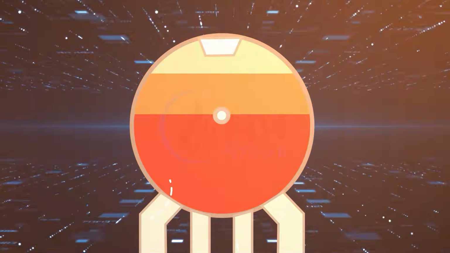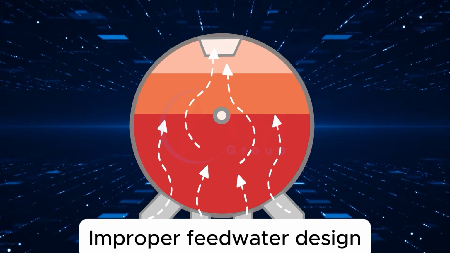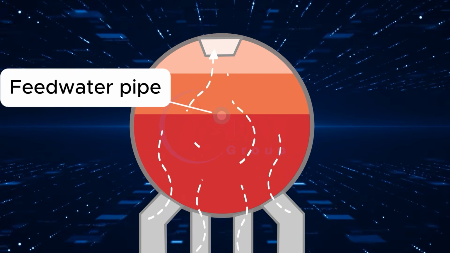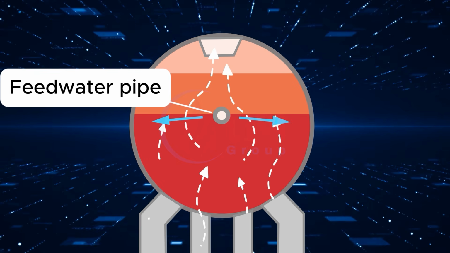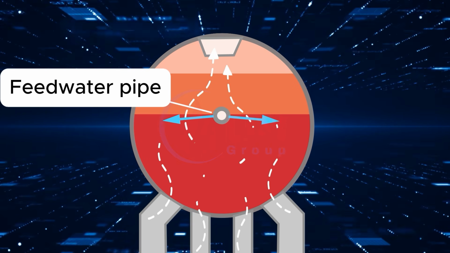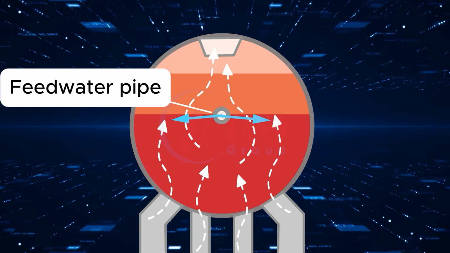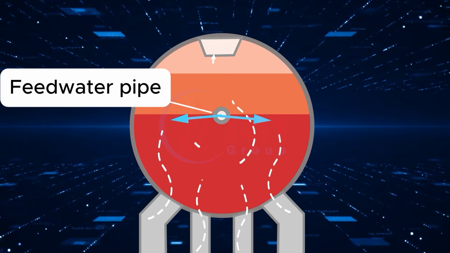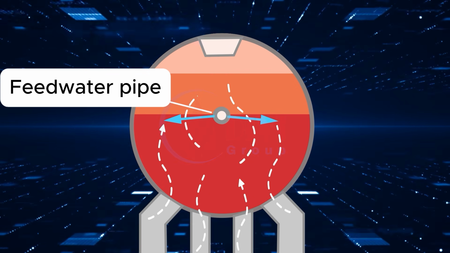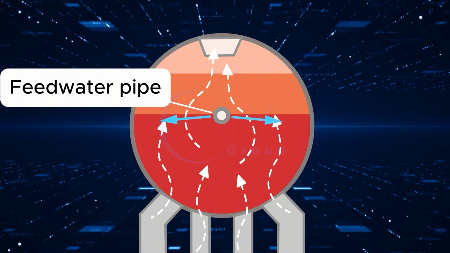Cause number 2, improper feedwater design. Many boilers install the feedwater pipe horizontally across the waterline or distributed above. Meanwhile, the steam flow rises upward. These horizontal jets of feedwater cut across the rising steam, dragging countless small water droplets along. The result? The steam supplied to the system becomes severely wet.